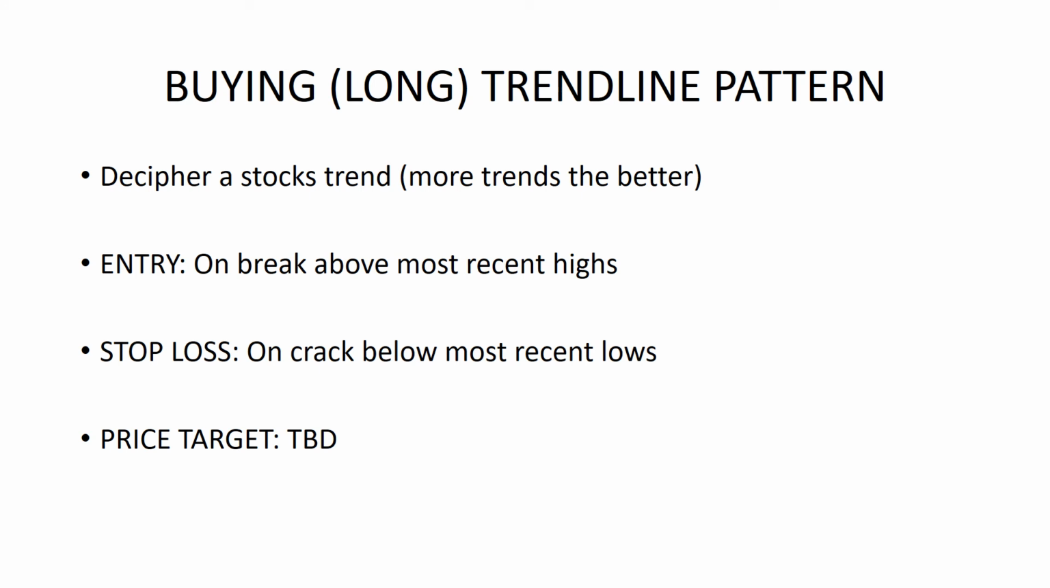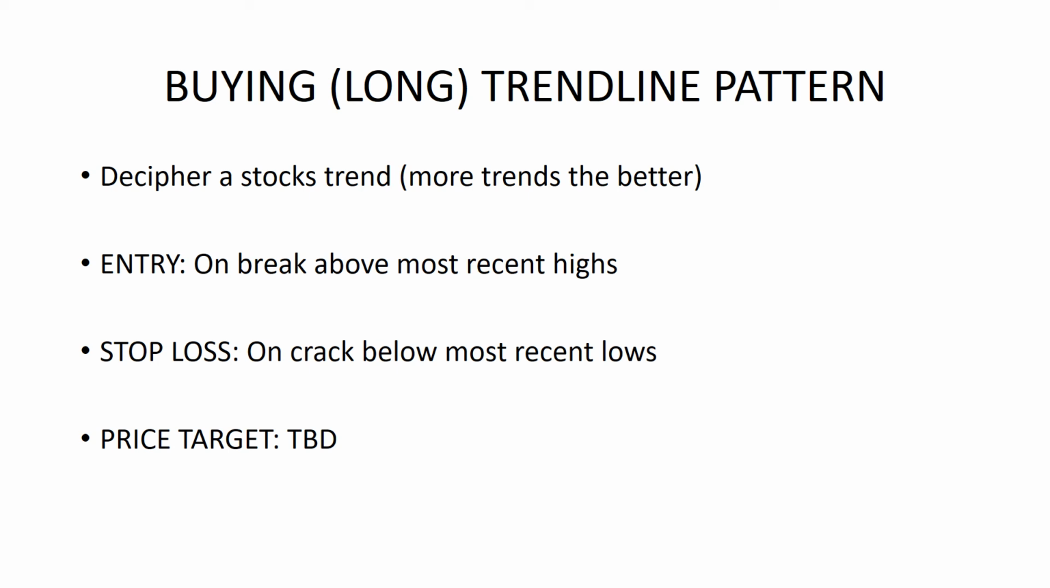So here are my rules, and this is how I specifically will trade the trend line pattern. The first thing you need to do is obviously decipher and make sure that a stock is trending one way or the other. So if you're looking to buy a stock and go long on the stock, you obviously really want to confirm that it is in fact currently having a bull trend on it. And the more trends, as I mentioned earlier, the better. So you want to zoom out and look at different time frames as well.